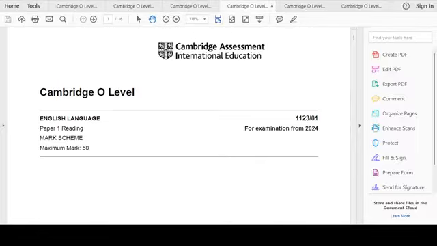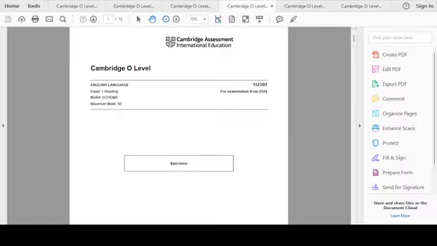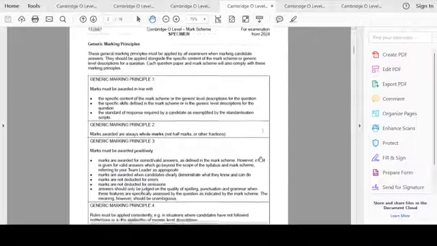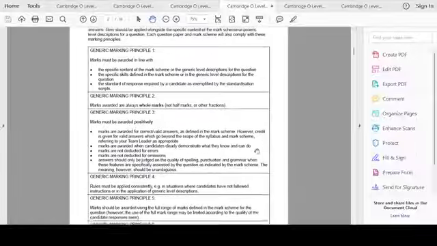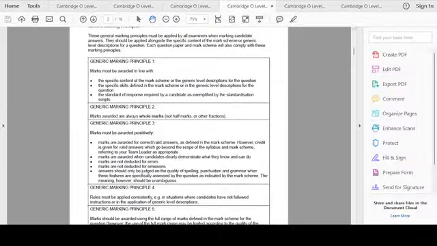Now let's take a look at the mark scheme. Some generic marking principles. It's good to go over this. Even though you're students, this would give you an idea of how Cambridge approaches marking, right? So generic marking principle one is marks are awarded according to the specific content of the mark scheme or the generic level descriptions, the specific skills defined in the mark scheme, the standard of response required by a candidate.